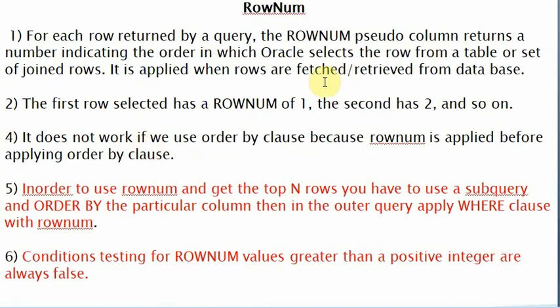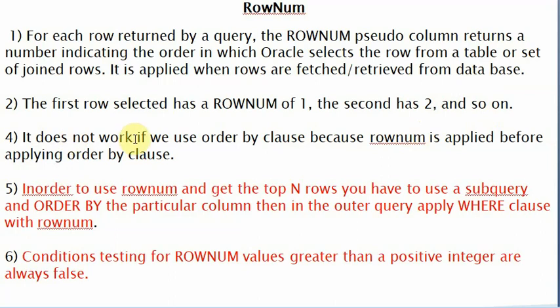First we'll see what ROWNUM is. For each row returned by a query, ROWNUM is a pseudo column which returns a number indicating the order in which Oracle selects the row from a table or set of joined rows. This is applied when rows are fetched or retrieved from the database. The first row selected has a ROWNUM of 1, the second has 2, and so on.